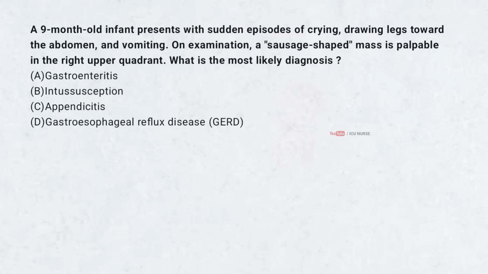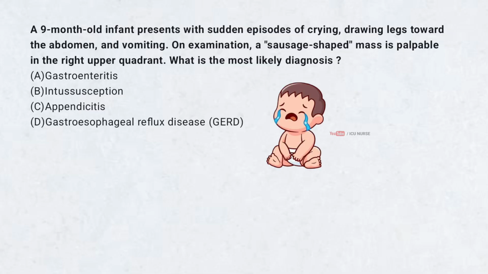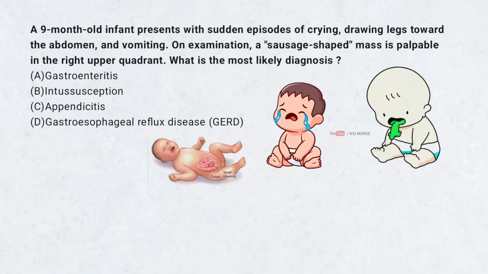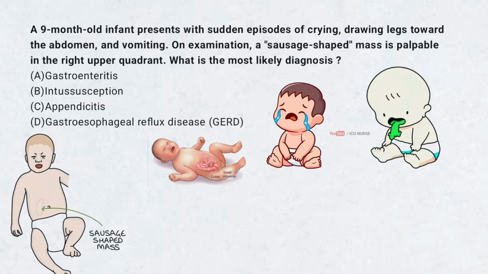A 9-month-old infant presents with sudden episodes of crying, drawing legs towards the abdomen, and vomiting. On examination, a sausage-shaped mass is palpable in the right upper quadrant. What is the most likely diagnosis?